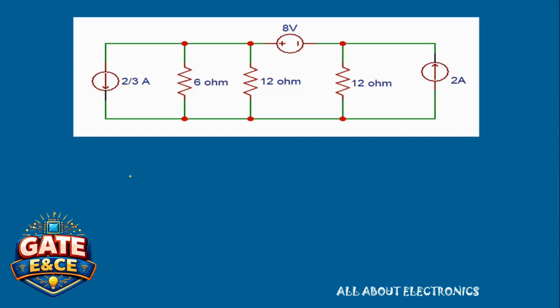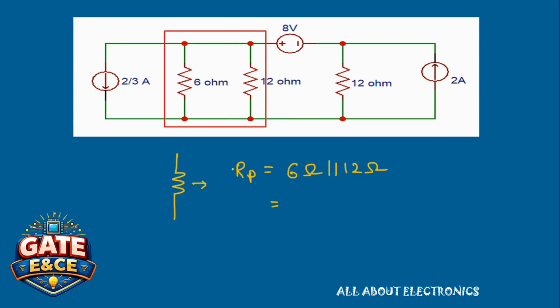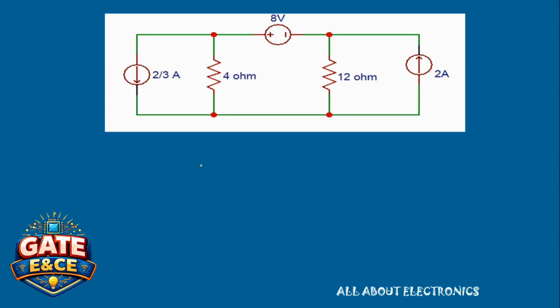So we will have a 2 by 3 ampere current source with a 6 ohm resistor in parallel in the equivalent circuit. So now here, as you can see, this 6 ohm resistor and 12 ohm resistor are in parallel. So here the equivalent resistance, let's say Rp, is given by 6 ohm parallel 12 ohm, that is nothing but 6 into 12 divided by 6 plus 12, which is nothing but 4 ohm. So here we can replace these two resistances by their equivalent parallel resistance. So the equivalent circuit now will have a 2 by 3 ampere current source with a 4 ohm resistor in parallel.